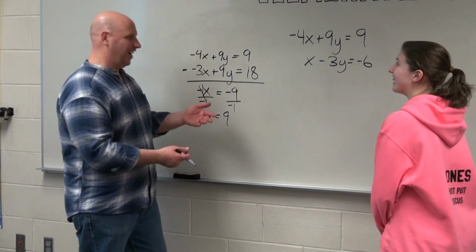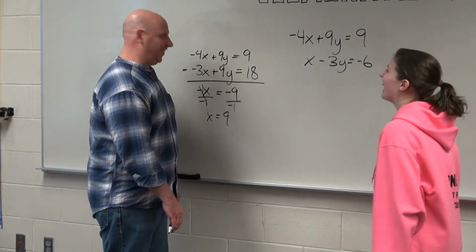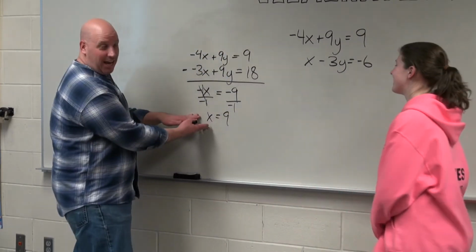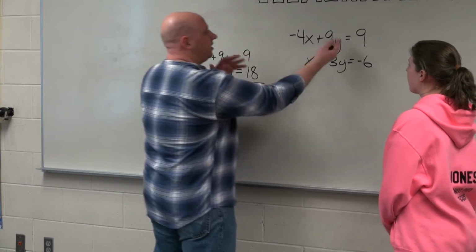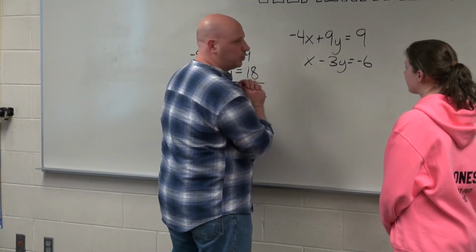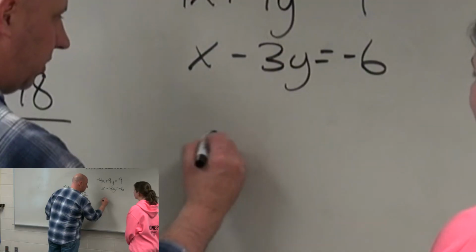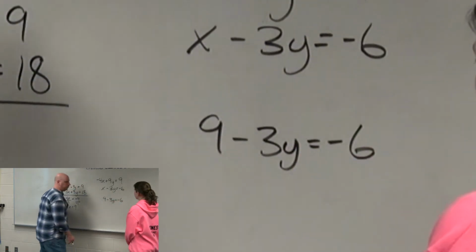No, we're not done, because we need to solve for? y. Oh, you're really sharp today, aren't you? Great. So I'm going to take 9 and substitute it in for x. It doesn't matter which equation I use, but I'm going to use this one because it looks really easy. I don't have to do any multiplying. And I'm all about easy. So I'm going to do 9 minus 3y is equal to negative 6.